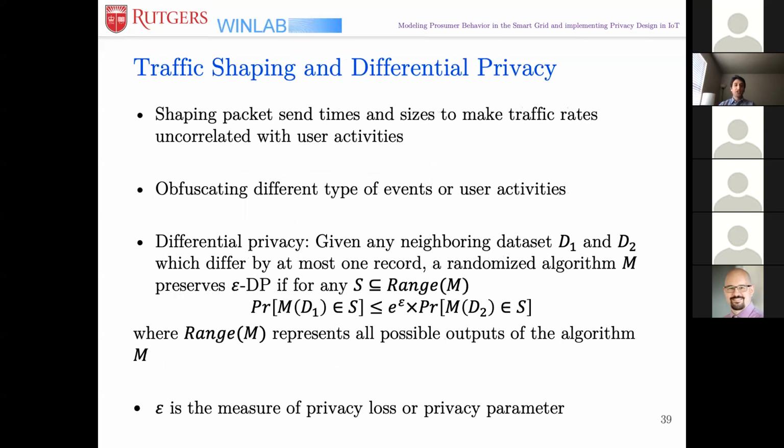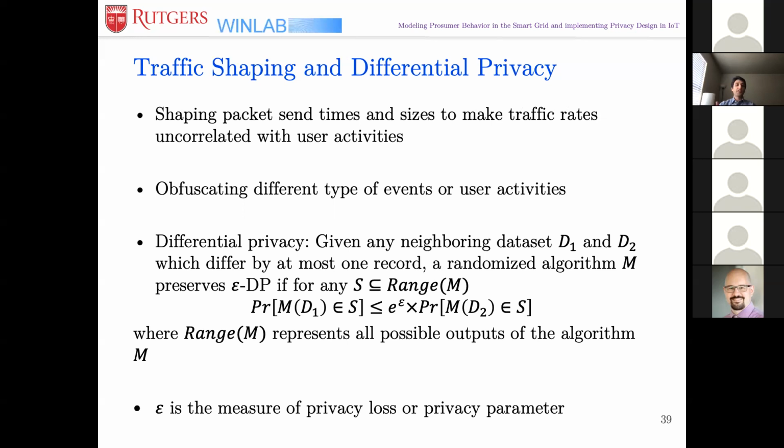The implemented shaping mechanisms aim to change packet send times and sizes based on differential privacy models to make traffic rates uncorrelated with user activities. So the goal is to obfuscate different types of events or user activities by allowing the gateway to manipulate the packet stream.